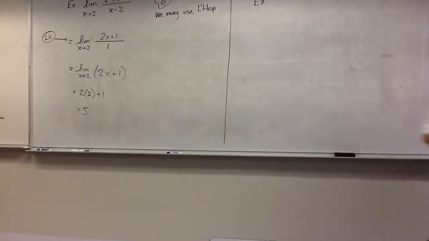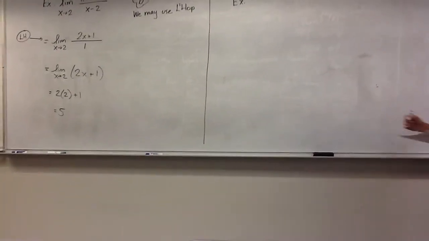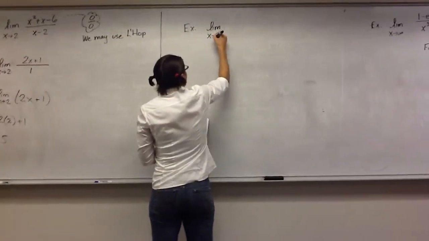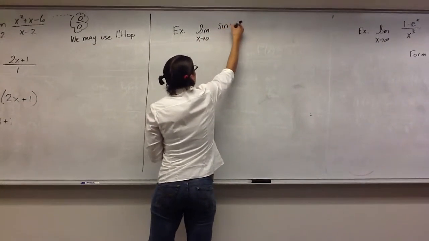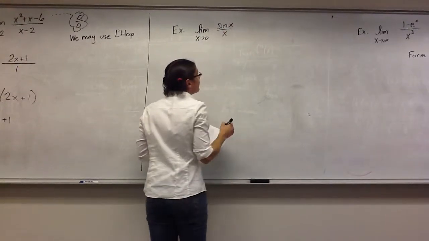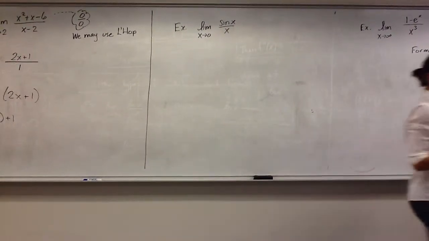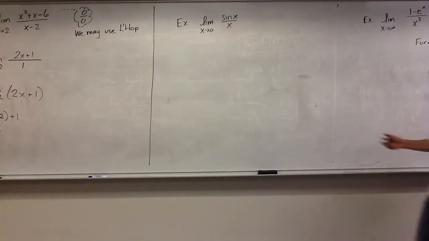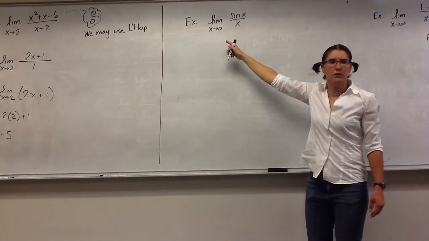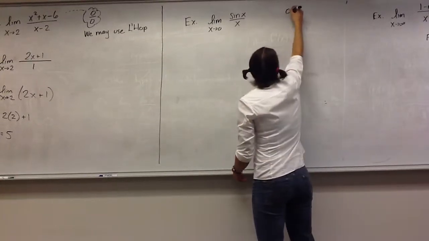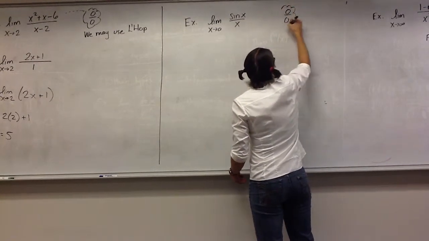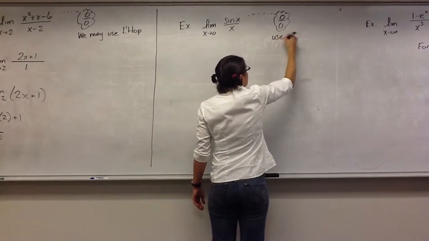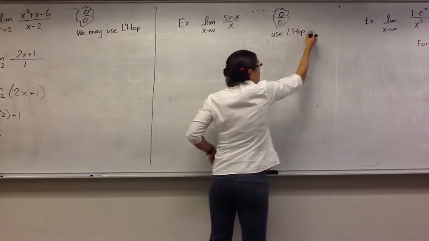All right, the second example that I wrote up on the board was the limit as x approaches 0 of sine x over x. In terms of calculating this limit, if I allow x to go all the way to 0, then I end up with 0 over 0. And so we have an indeterminate form, and I may use L'Hopital.